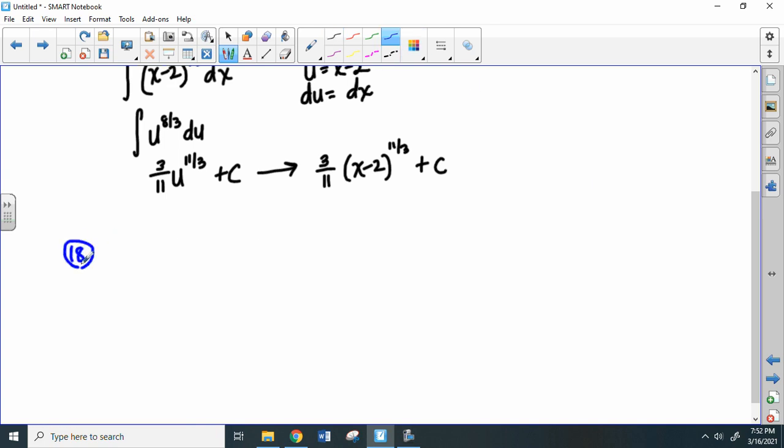Another example. All right, so this time, again, I see a parenthesis raised to a power. So let's see if what's inside the parentheses could be my u. All right, du would be 1 dx. So I have that, but I have extra. Okay, so this one has extra.